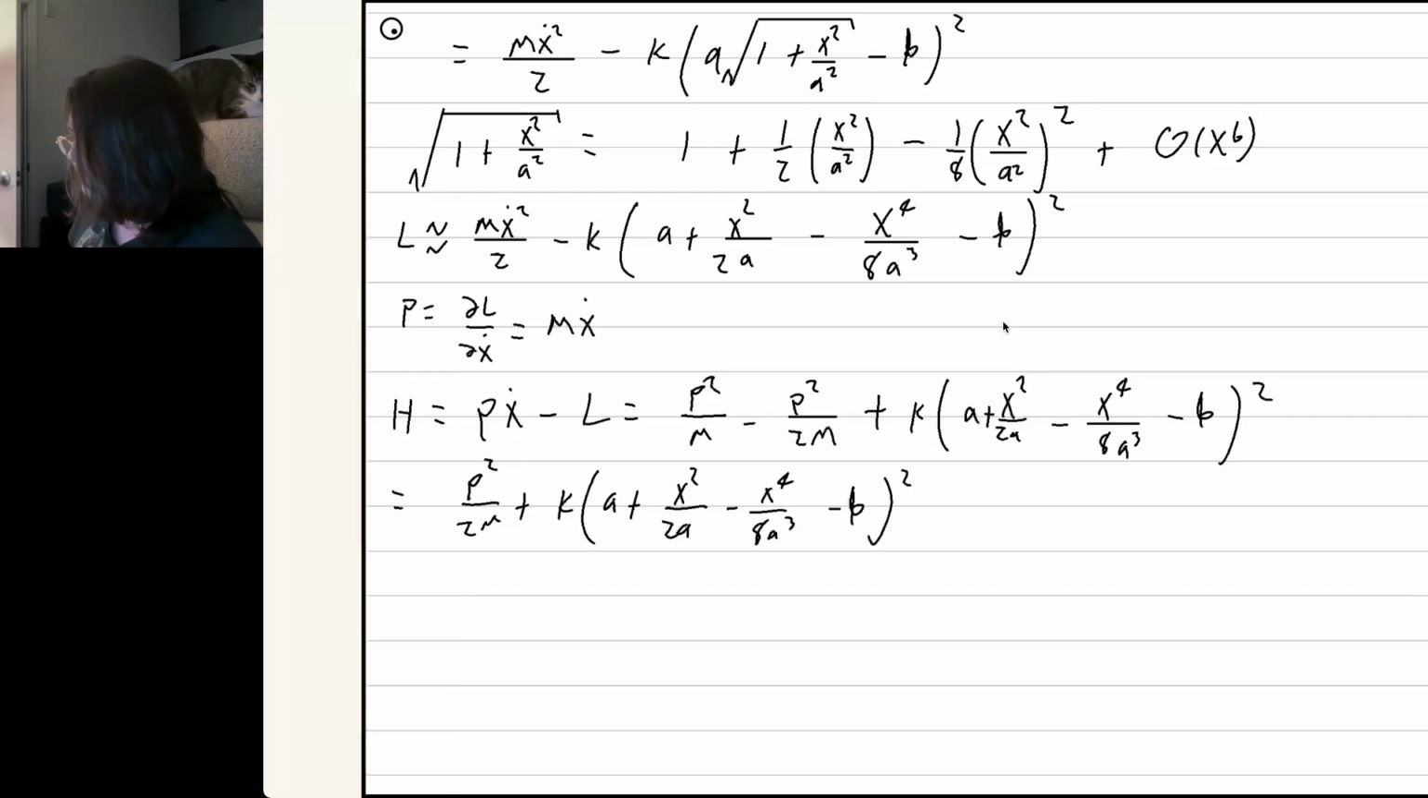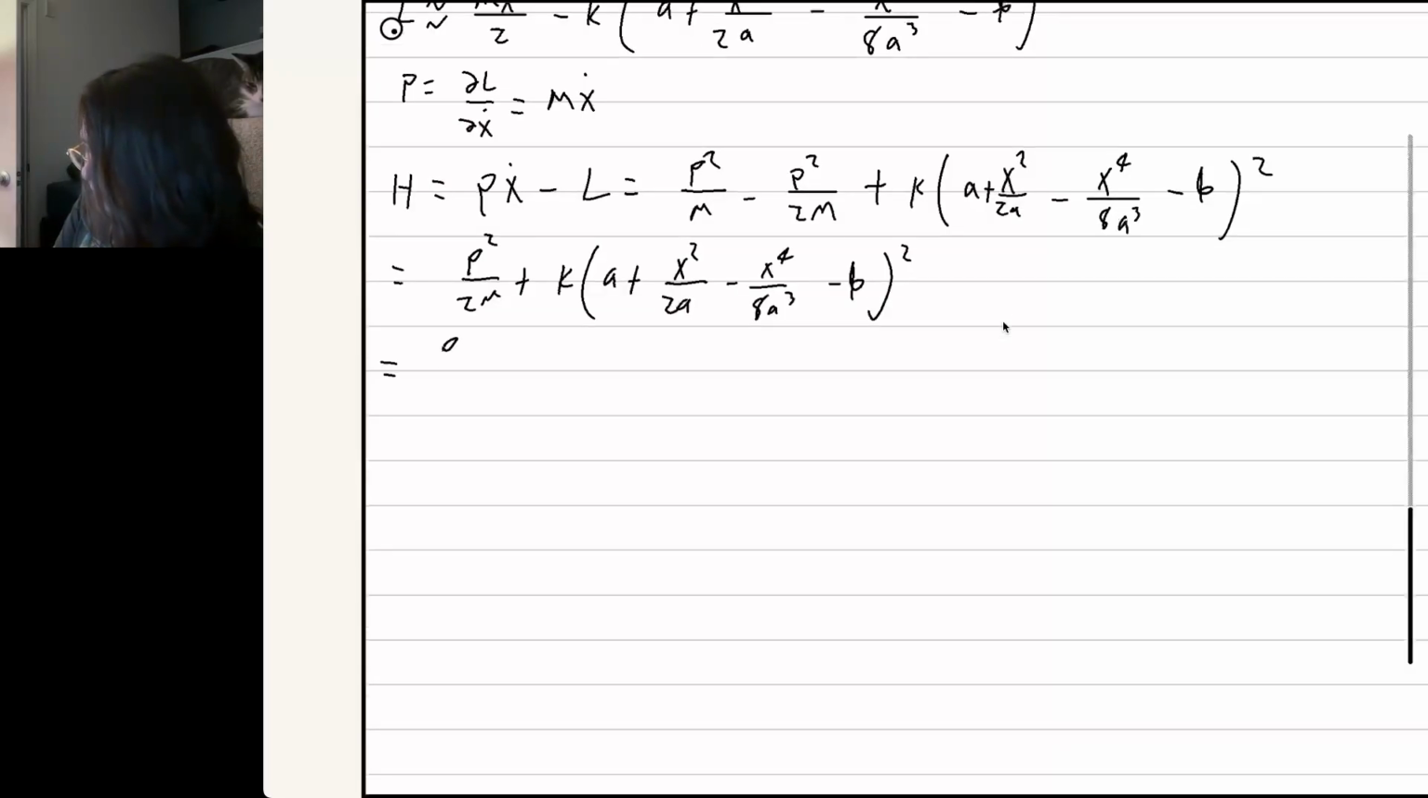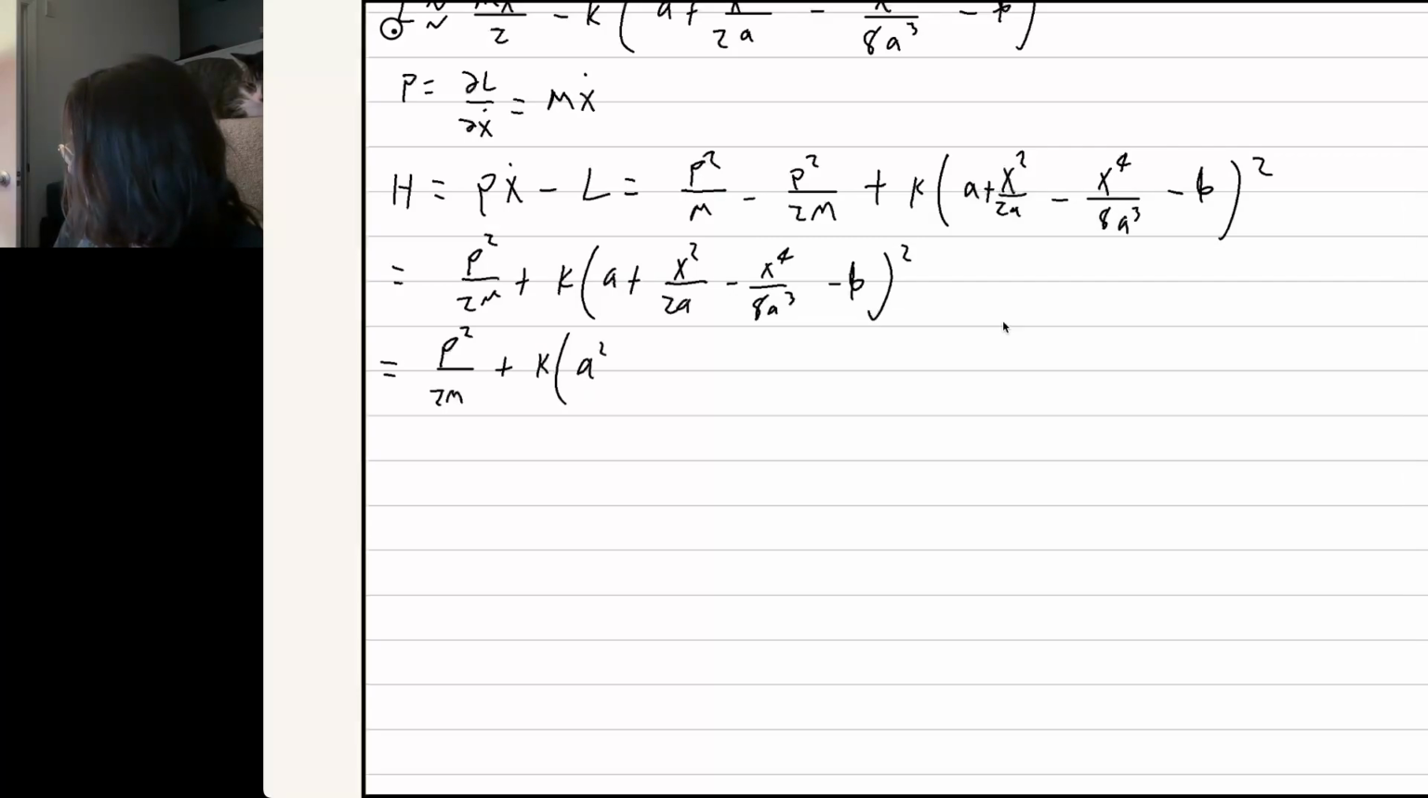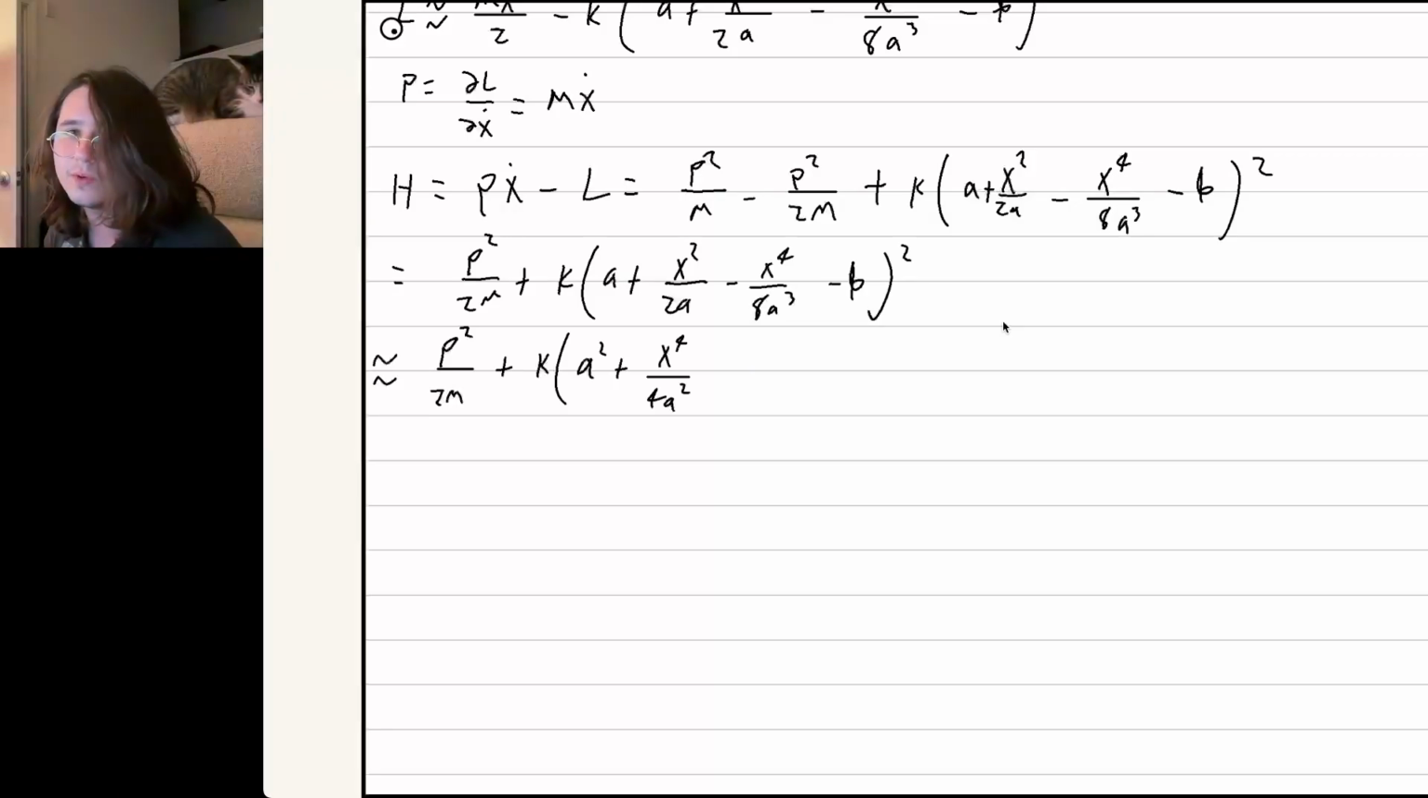Okay. Let's expand the squared term now. I think that's a fair thing to do. We'll have k times a squared plus x fourth over 4a squared, minus or plus some x eighth term that doesn't matter. I'm leaving out anything that has an order higher than 4.